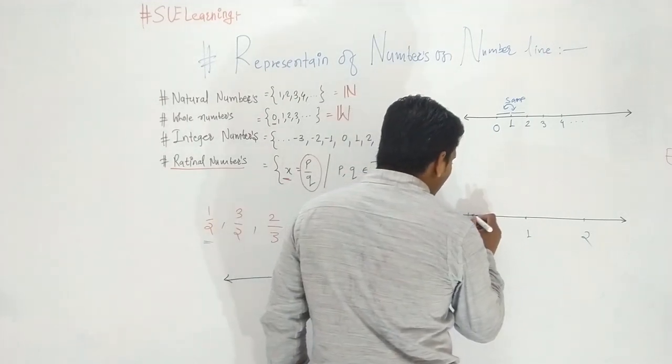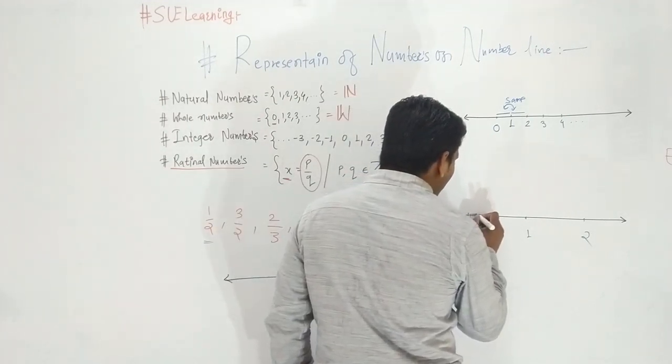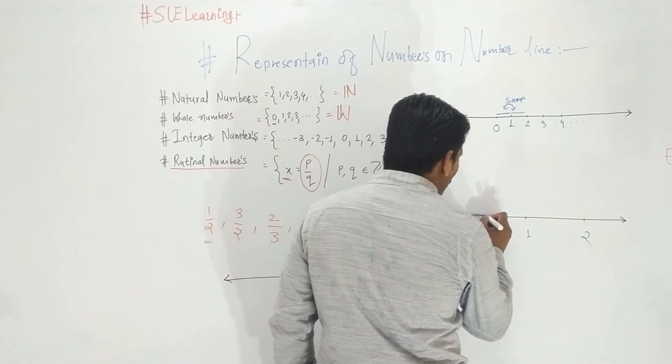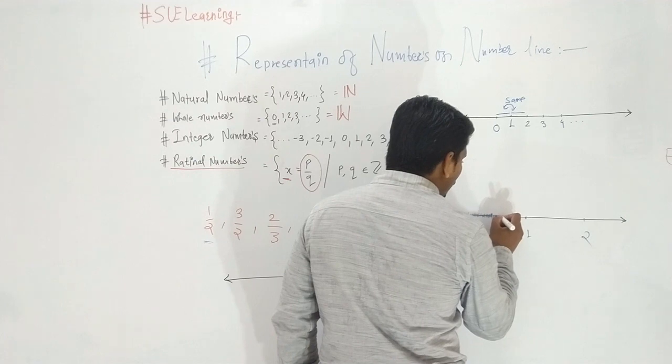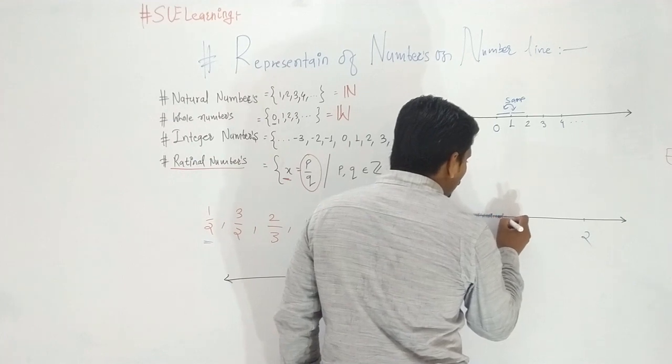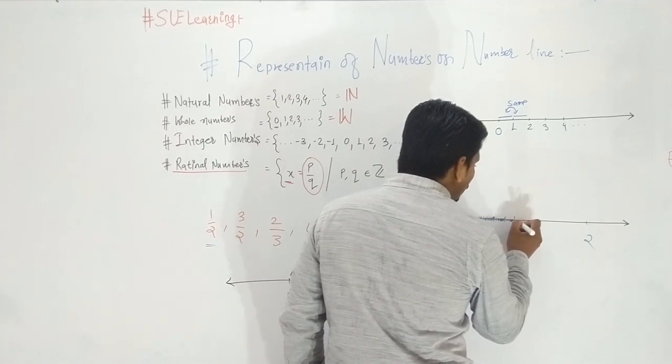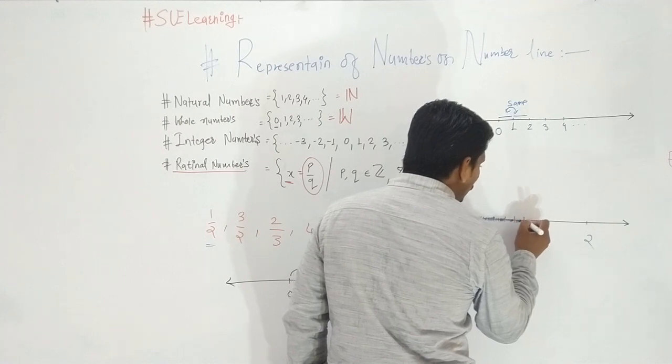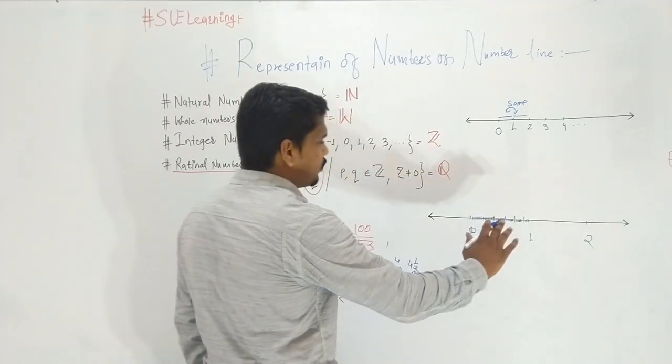1, 2, 3, 4, 5, 6, 7, 8, 9, 10. These are your 53 equal parts.